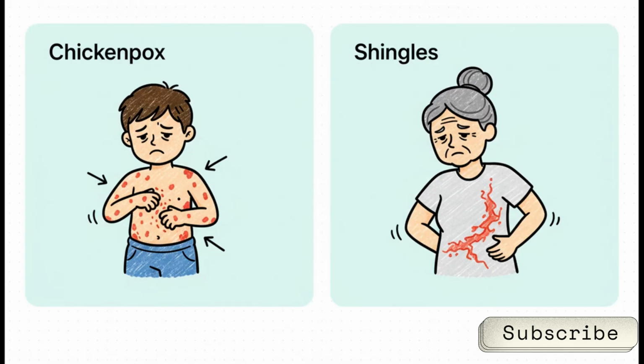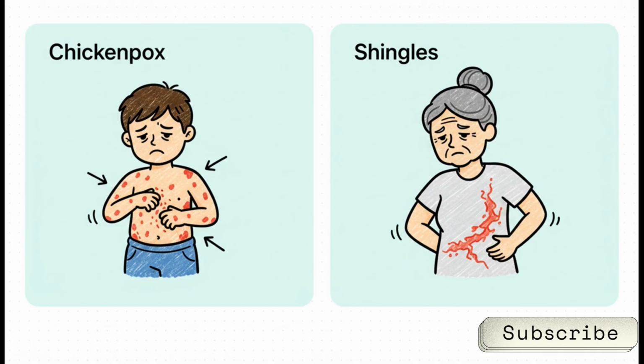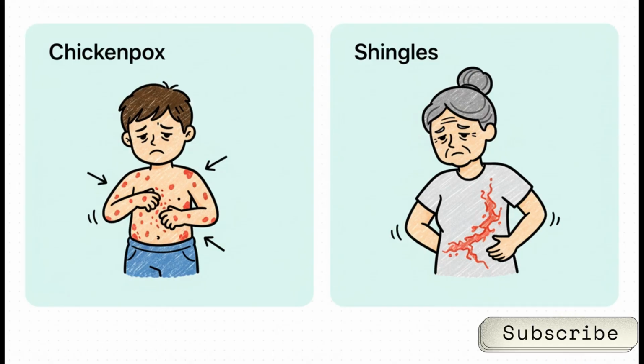So let's put these two side by side. On the left, you've got chickenpox. That's the primary infection, the first round. It's what you typically see in kids, and the rash is everywhere. It's generalized and bilateral, meaning on both sides of the body. Now on the right, you have shingles. This is the reactivation, the sequel. It usually hits adults or the elderly, and the rash is the complete opposite. It's unilateral, hitting just one side, and it follows the path of a single nerve. So, same virus, but a very different presentation.